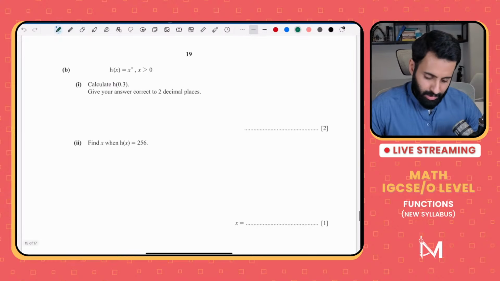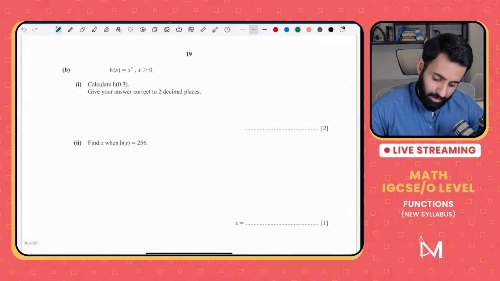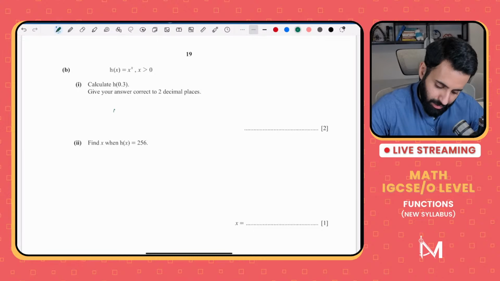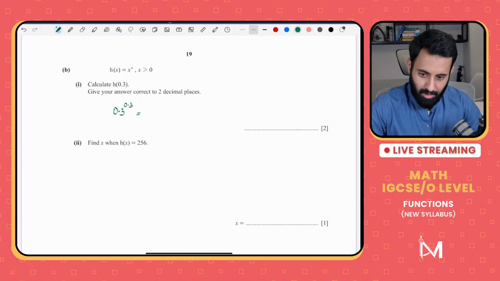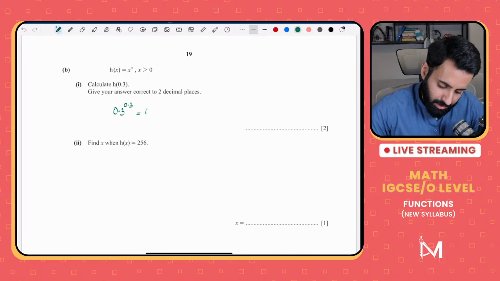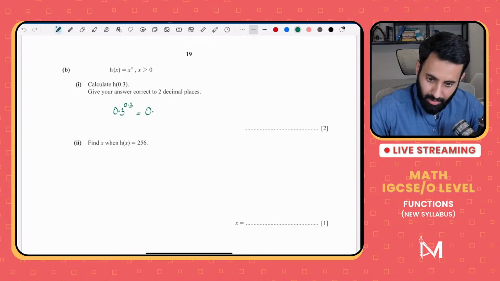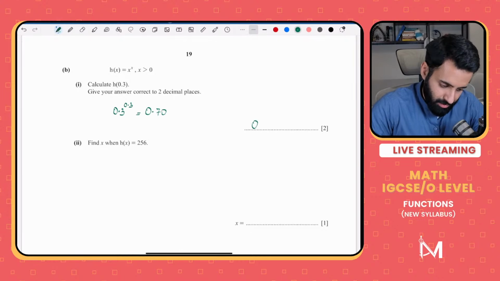Now, h of 0.3, give your answer correct to 2 decimal places. Please feel free to use a calculator over here. In fact, you'll have to use a calculator. So 0.3 raised to the power of 0.3. Let's see what that is. 0.3 raised to the power of 0.3. That's equal to 0.69. The question says correct to 2 decimal places, so we're going to lock it at 0.70.